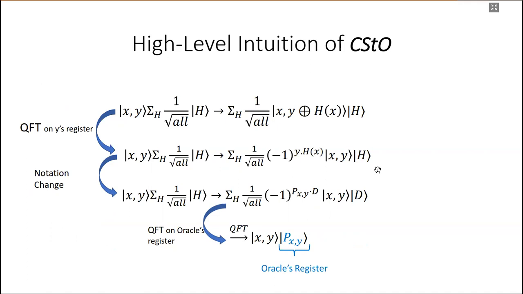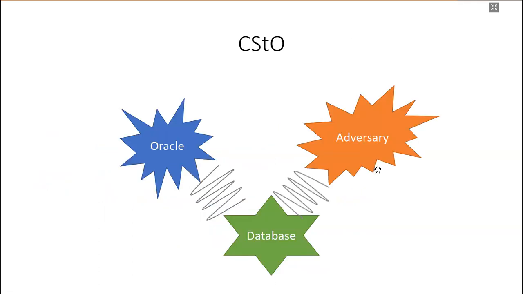Now, if the Oracle applies QFT on its private register, the point function is stored in the Oracle state. In other words, the pair x and y is stored in the Oracle register. Of course, this is a high-level idea of the CSTO, and its original representation and definition is quite different from here. But in the end, we get something like this: there is a database that is shared between the adversary and the Oracle, and the queries are stored in this database. Basically, the database is entangled with both parties.